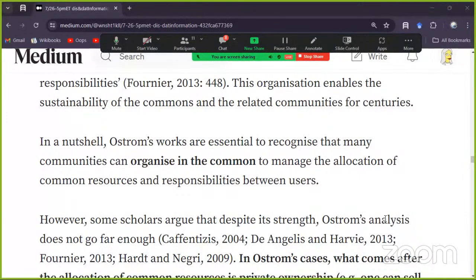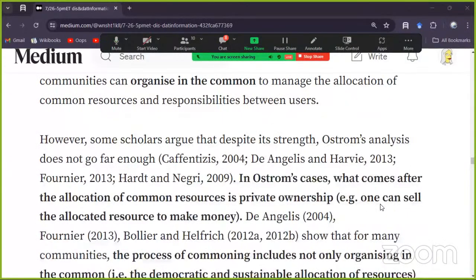Ostrom's works are essential to recognize that many communities can organize in the common, to manage the allocation of common resources and responsibilities between users. And Foucault refers to this in part of the literature as a kind of governmentality. However, some scholars argue that despite its strengths, Ostrom's analysis does not go far enough. In Ostrom's cases, what comes after the allocation of common resources is private ownership. That is, one can sell the allocated resource to make money.